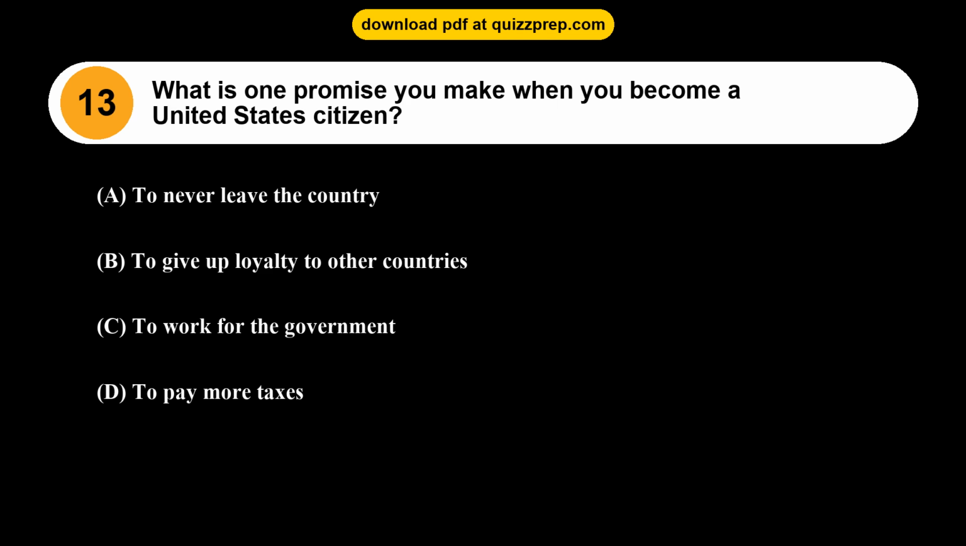Question 13. What is one promise you make when you become a United States citizen? Option A, to never leave the country. Option B, to give up loyalty to other countries. Option C, to work for the government.